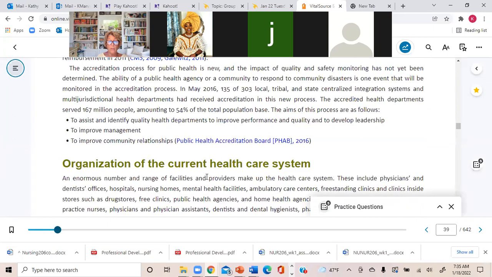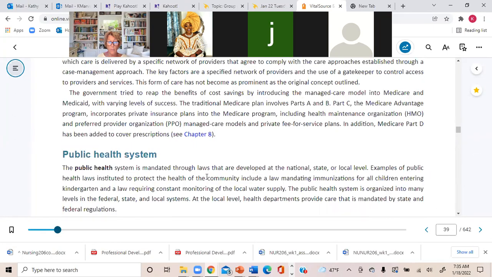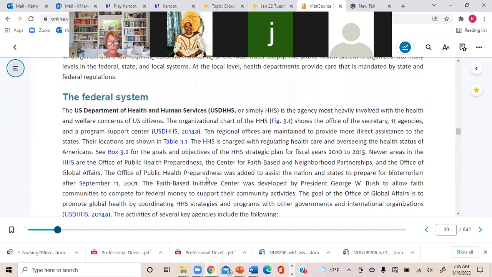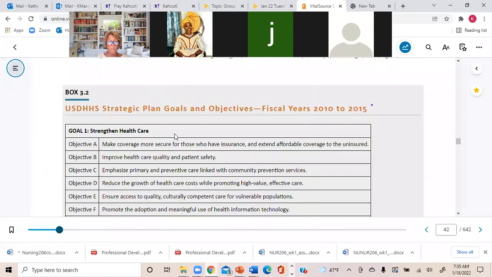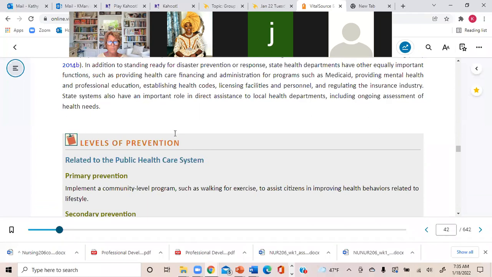So how do we organize our current healthcare system? We have a primary care system. We have a public health system. You just need to know the systems we have. You don't need to know all the details about each system. And a federal system. So those are the three we have.